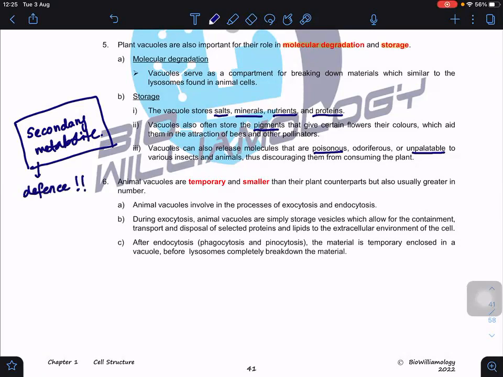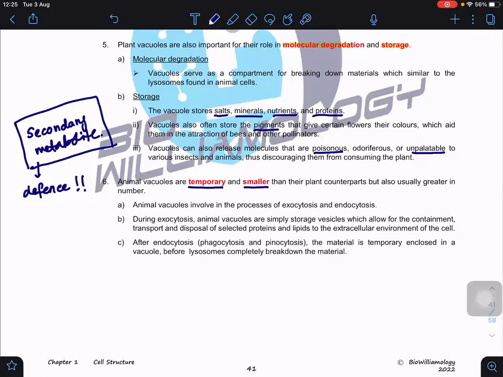Some chemicals are used for the defense mechanism. Are you clear? Those are termed as secondary metabolites. Are you clear? Okay. So how about the animal vacuole? Animal vacuoles are temporary and they are smaller compared to the plants.